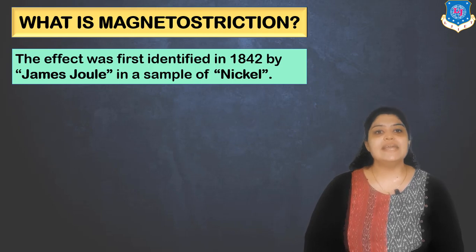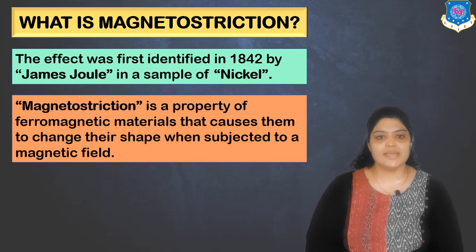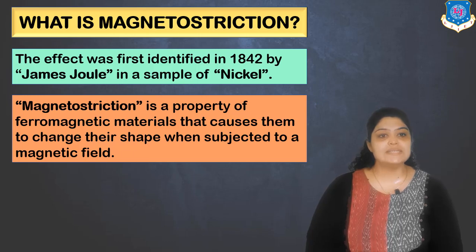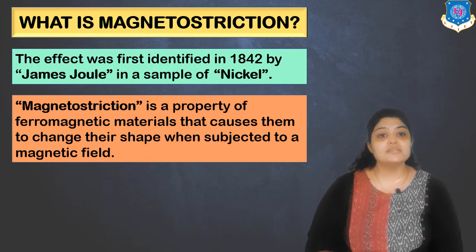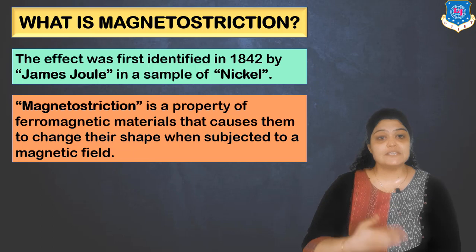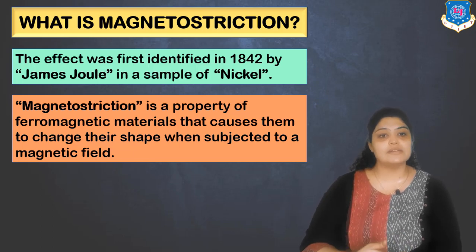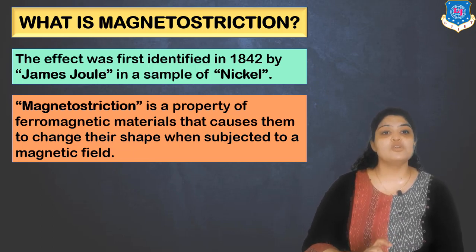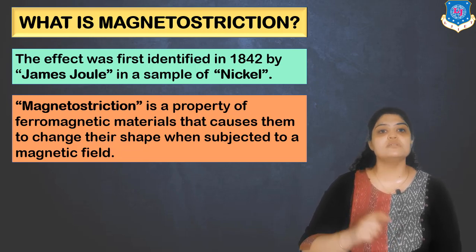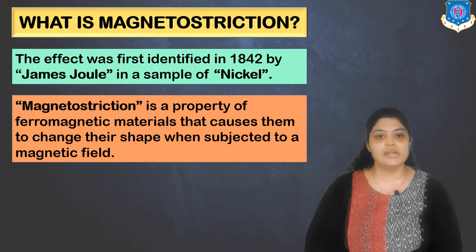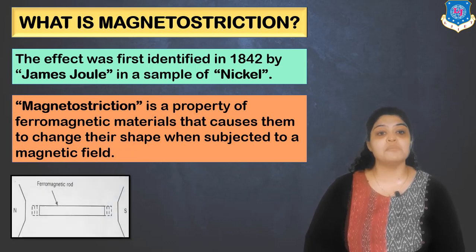Moving ahead, let's see what the magnetostriction property is. This is a property of ferromagnetic materials which causes them to change their shape when they are subjected to a magnetic field. With the presence of a magnetic field, and specifically an alternating magnetic field, the shape of the ferromagnetic material can change, and this is the effect which is used for the generation of ultrasonic waves. Let's see what exactly this statement means.